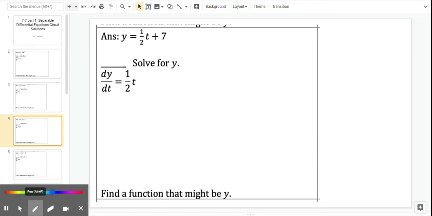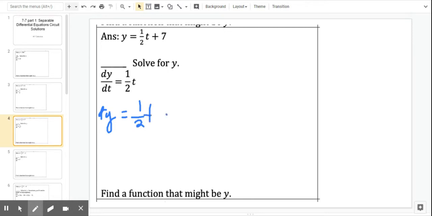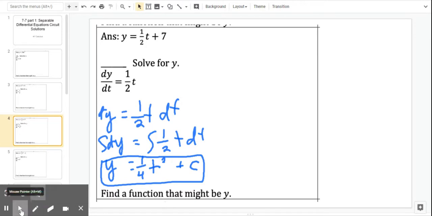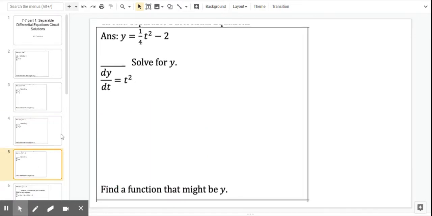So again, we do the same thing. Just need to multiply by dt on both sides. Then we integrate. This will just give us y. This will give us 1/2 t squared, and then we divide by 2. So that 1/2 divided by 2 is 1/4 plus c. And that brings us to this one here, 1/4 t squared minus 2. C would just be -2.